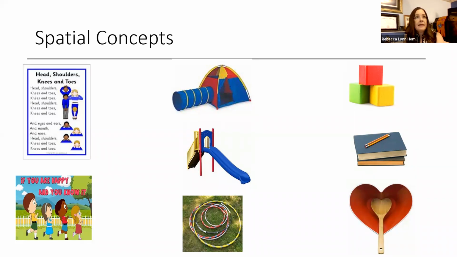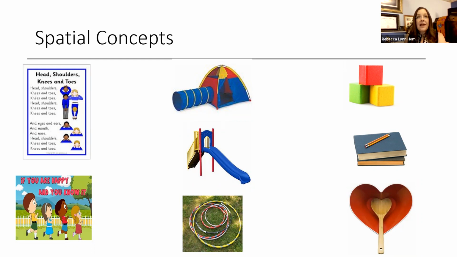Then we take and build that into body to object. And so we might want to crawl in the tube, in the tunnel, so that we're inside the tent. We can be in the tent, we can be out of the tent, we can be behind the tent or next to the tent. We can go up the stairs and down the slide. Our bodies can go under the slide. We can use hula hoops, and we can be inside the hula hoop and outside the hula hoop. We can be under the hula hoop and over the hula hoop. All of those great spatial concepts and words that we need to use for travel.